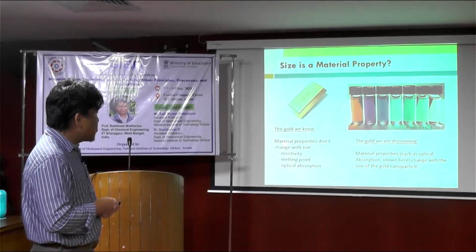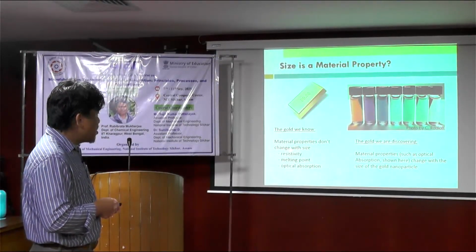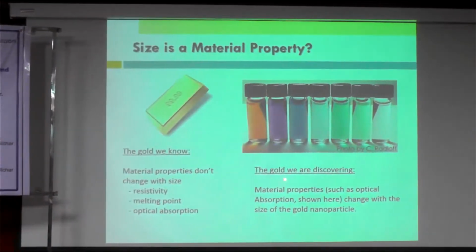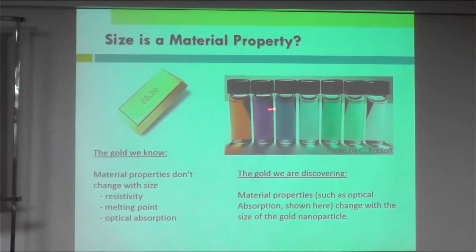gold. So material properties don't change with size, resistivity, melting point, and optical absorption, but the absorption property of this material changes. Material properties such as optical absorption shown here change with the size of the gold nanoparticle. And I'm sorry, this is not correct. Basically, for melting point, to a certain extent, you can get a lower melting point when you make it into a nanoparticle. So I'm sorry for that statement.